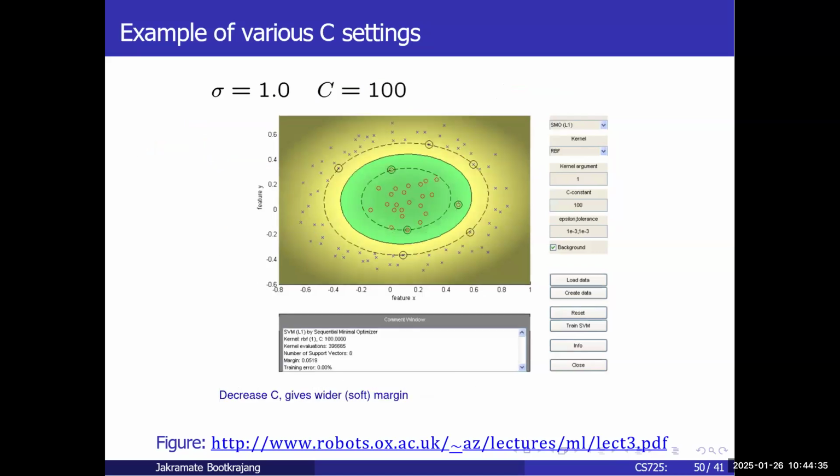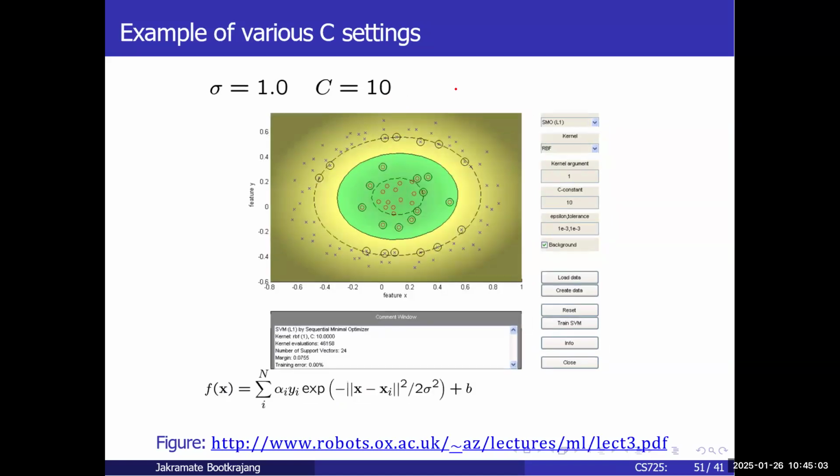Now the same data for C equal 100, right? So for C equal 100, as you can see, this point should be inside the boundary. But because C is equal to 100, we allow some slack variable. So this point can be outside.